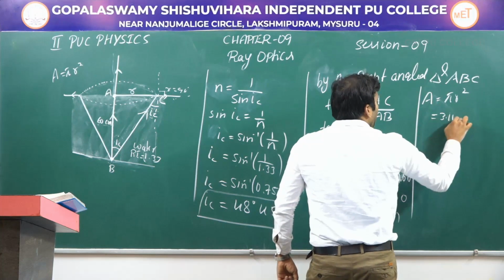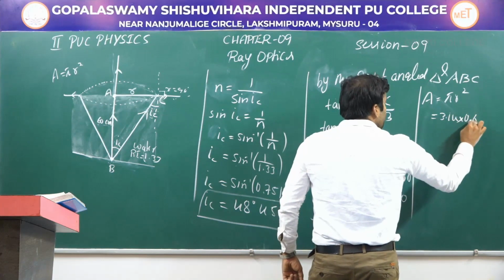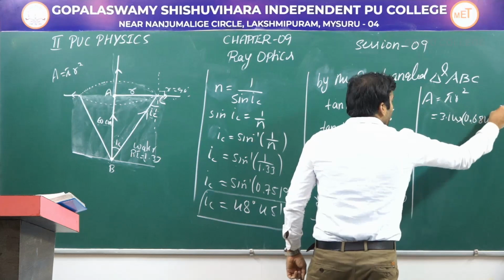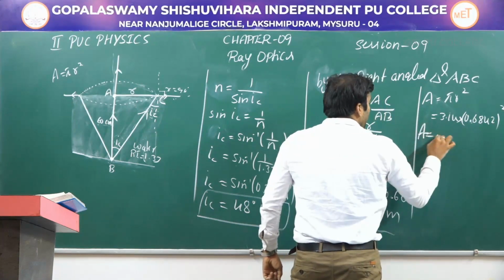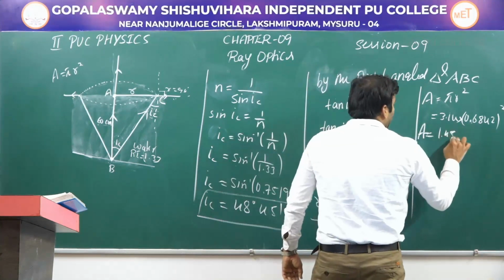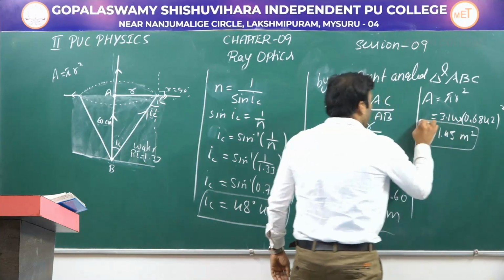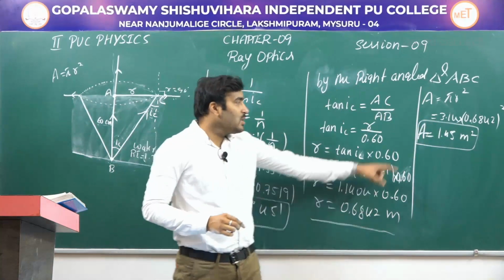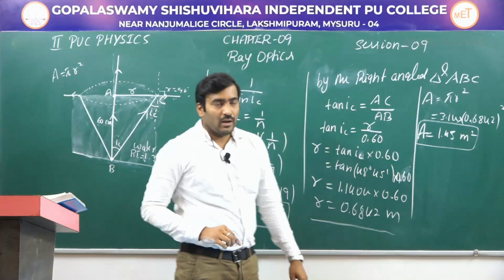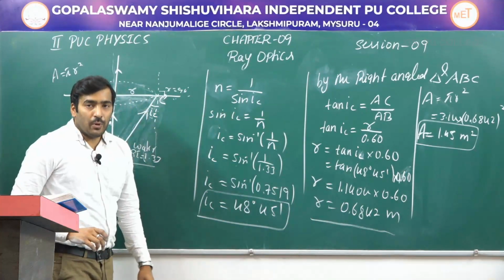Pi is 3.14 into R is 0.6842 the whole square, and area will be equal to 1.45 meter square. So we got the value of area as 1.45 meter square. Fine, we'll move on to the next problem now.